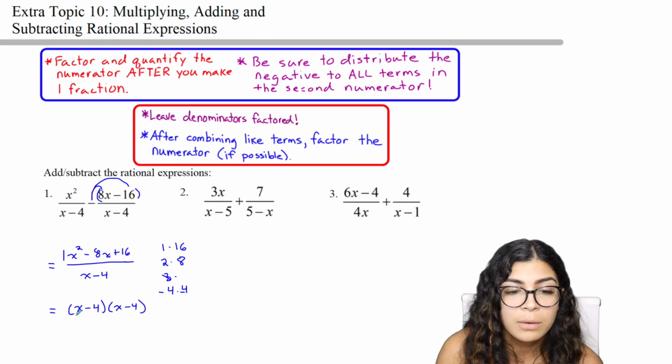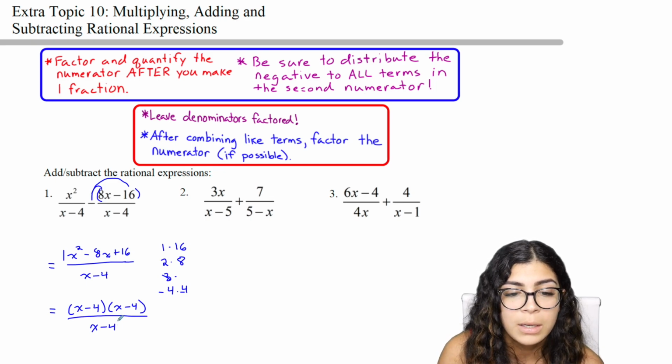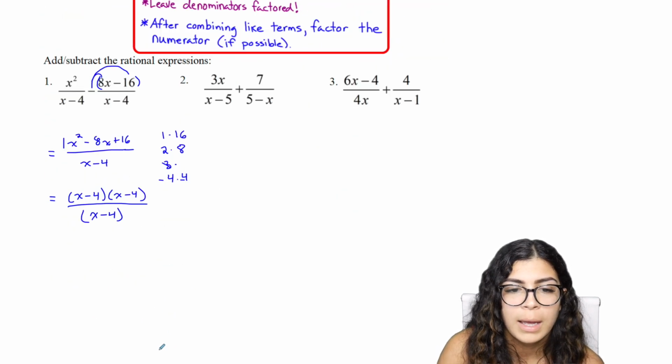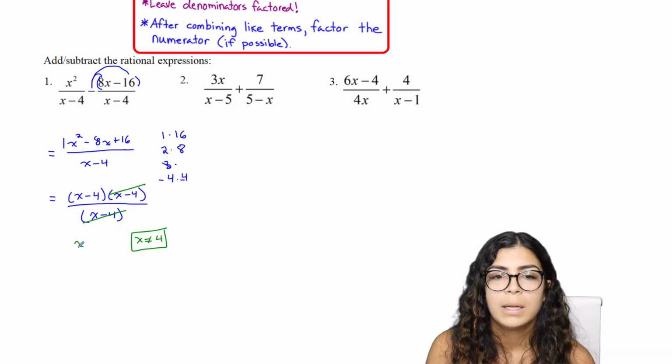So you could see here the denominator x minus 4, that will actually cancel, right? So let's write our excluded values before we forget to do that. X cannot be 4. And then x minus 4 would cancel with x minus 4, so we end up with one copy of x minus 4 in the numerator.